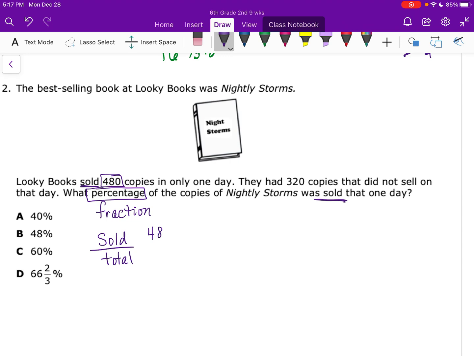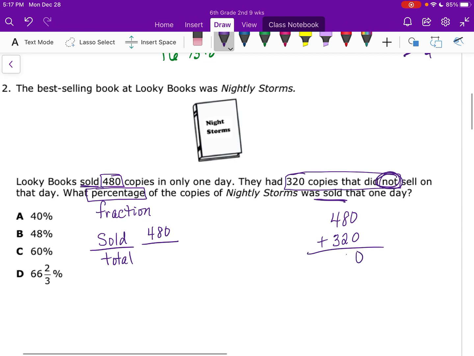So we know that 480 were sold, but do they tell us the total? No. What does the 320 tell us? The 320 are the copies that what? Did not sell. So what do you think we would do to get the total? Yeah, so the total will be the copies that they sold plus the copies that they didn't sell. 480 plus 320, so 800.